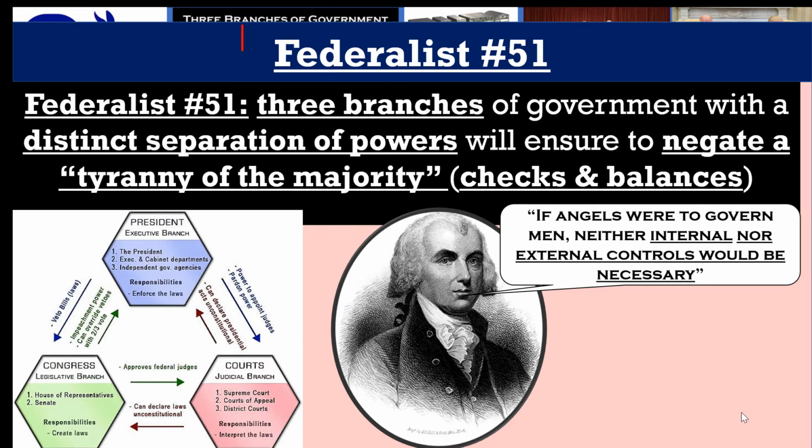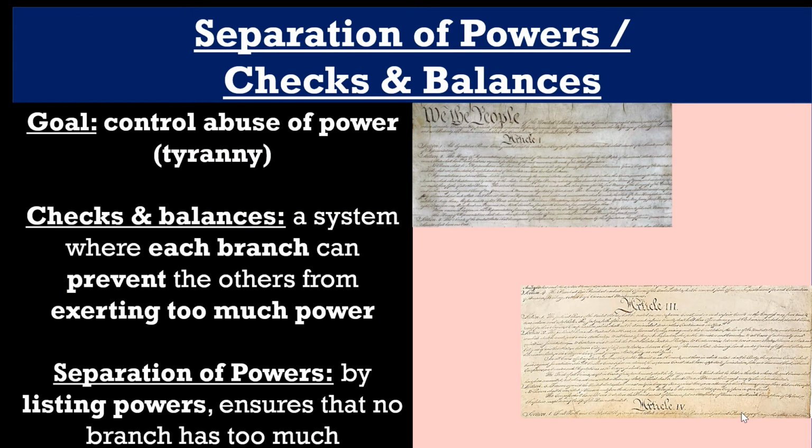In Federalist 51, Madison argued that the Anti-Federalists had nothing to fear, as he laid out the protections provided by the concepts of separation of powers and checks and balances. Checks and balances is the concept that the three branches can prevent or check the other branches from exerting too much power. And separation of powers is the concept that by listing specific powers of each branch in the Constitution, no branch will have too much power.